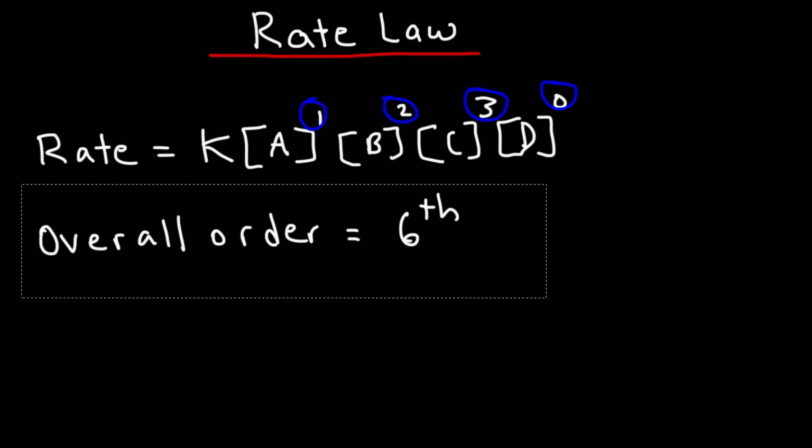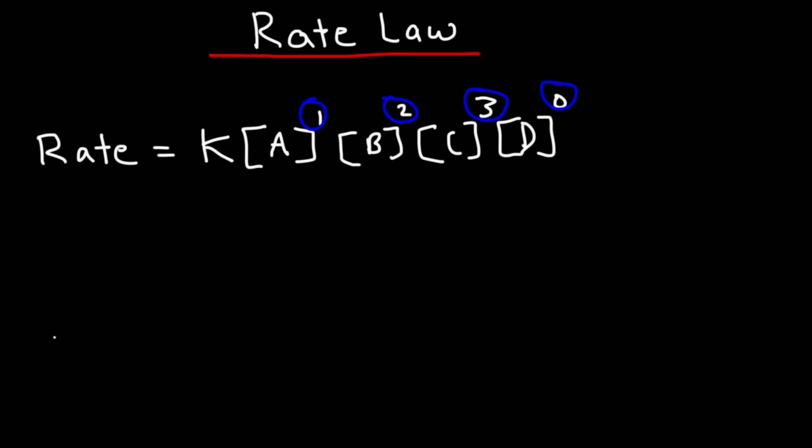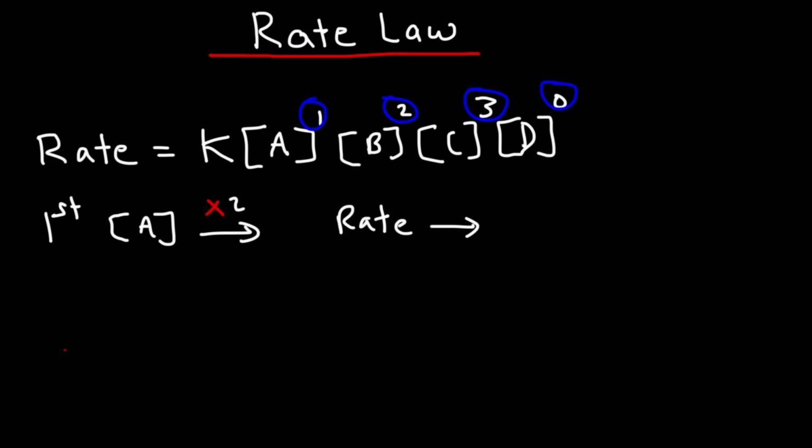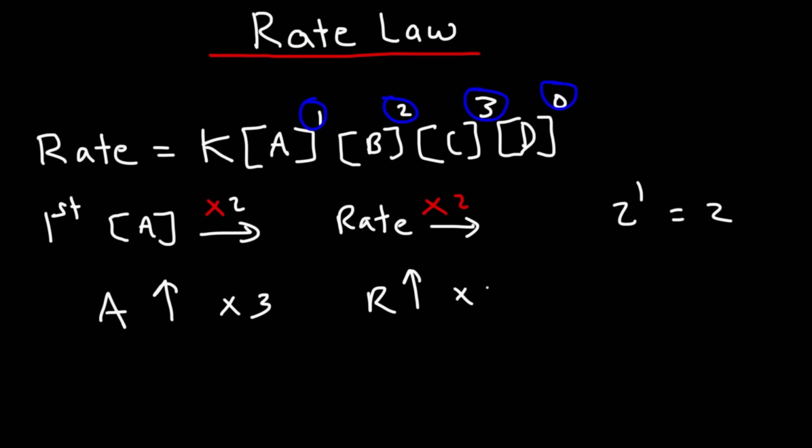Now, what does it mean when it's first order with respect to A? This means that if we double the concentration of A, the rate of the reaction is going to increase by a factor of 2. And the reason for this is 2 to the first power is 2. If we were to increase A by a factor of 3, the rate of the reaction will increase by a factor of 3. 3 to the first power is 3.